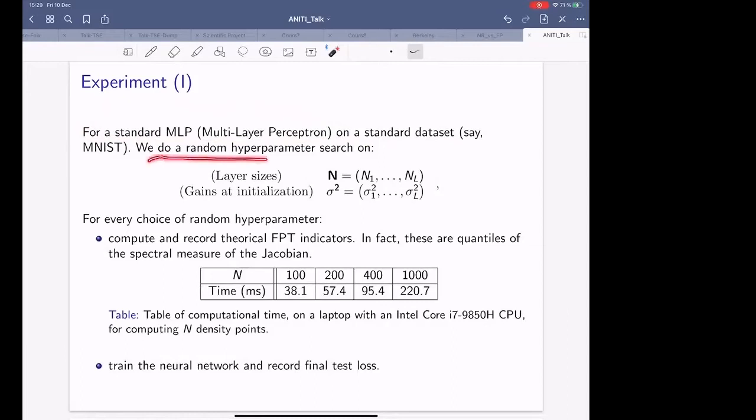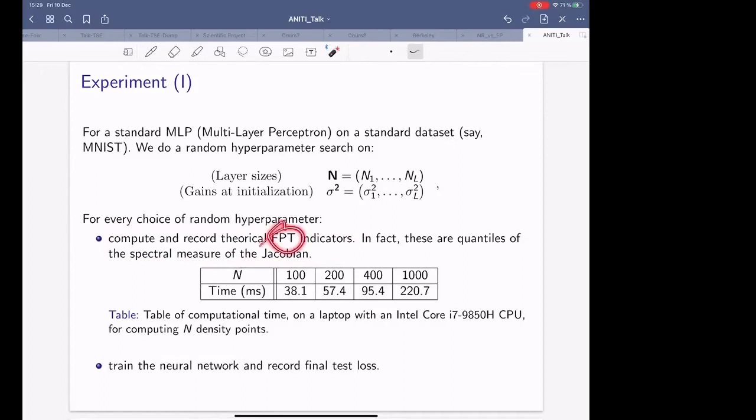And then we do a random hyperparameter search. So I fix L, and then I pick different layer sizes. I could pick different L's as well, actually. And then I pick different gains at initialization. And then for every one of them, I have some architecture. Once I have this architecture, I can compute and record theoretical indicators.